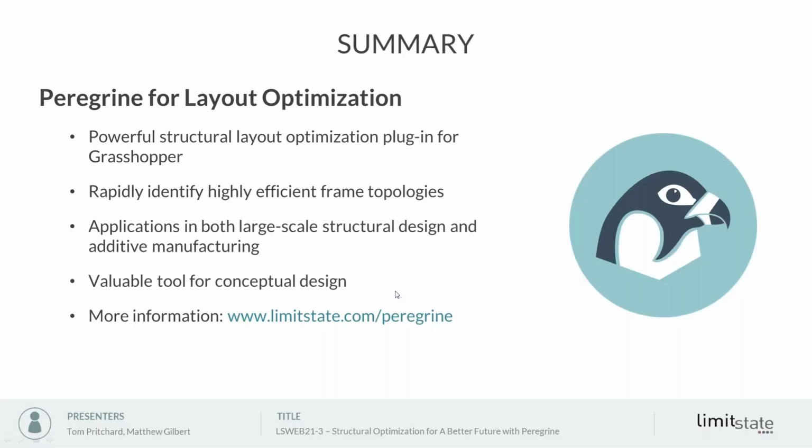And to sum up, Peregrine for layout optimization is a powerful tool that you can use to rapidly identify highly efficient frame topologies. So ones that will save large amounts of material whilst also being relatively practical for manufacture. There are applications in both large-scale structural design and in additive manufacturing, and it's a valuable tool for conceptual design.